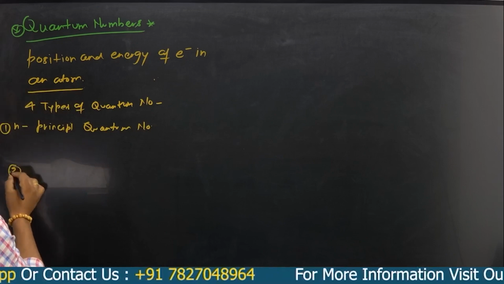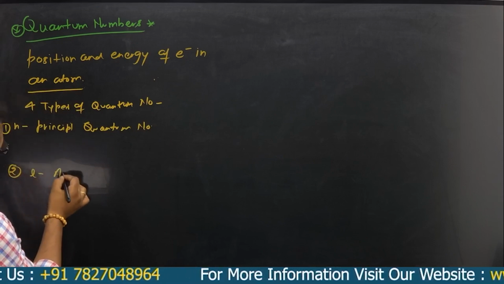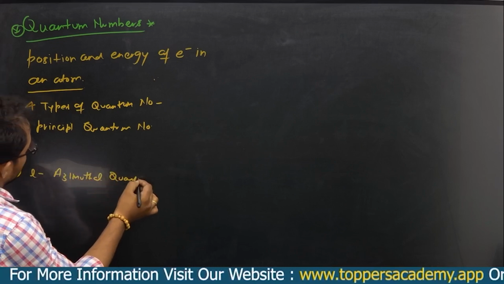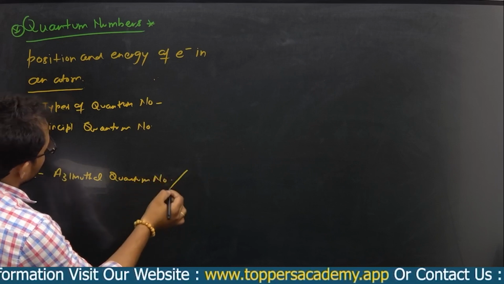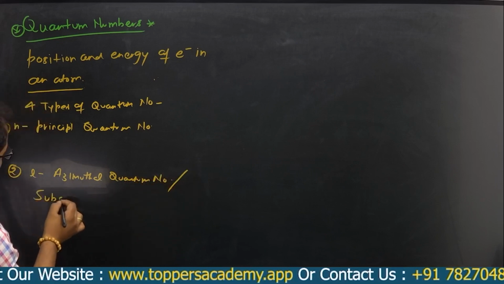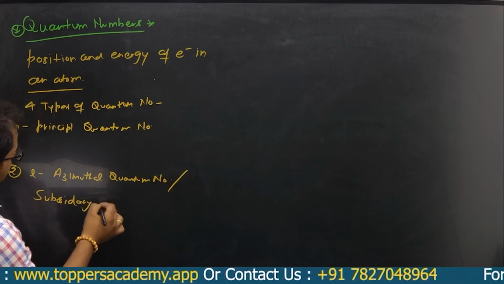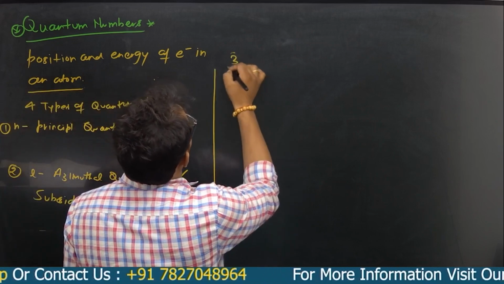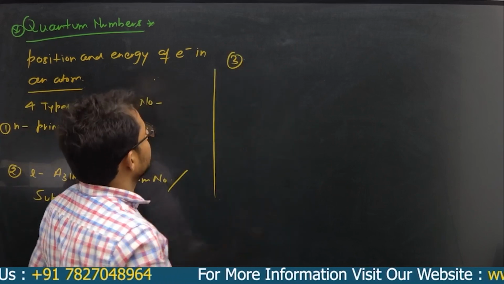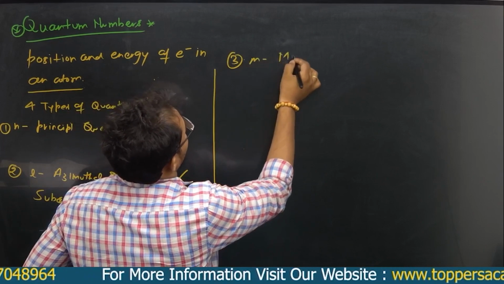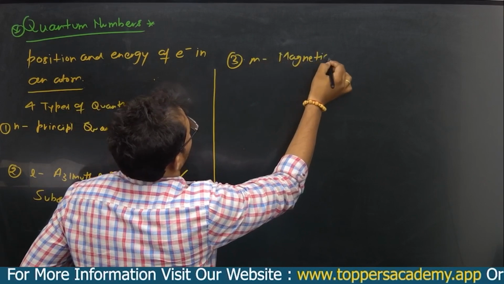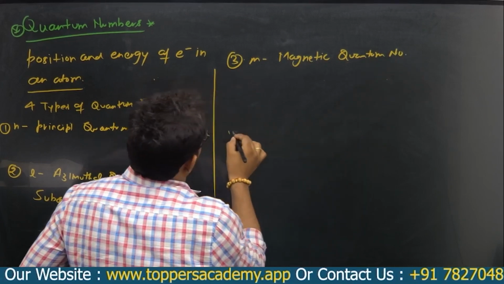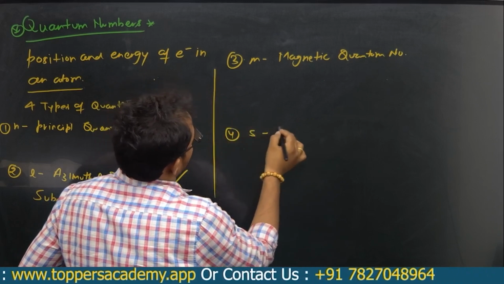Another is l. It is the azimuthal quantum number, or we call it the subsidiary quantum number also. The third one is the magnetic quantum number, which is represented as small m. The fourth one is s, the spin quantum number.